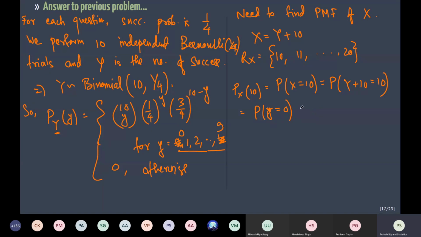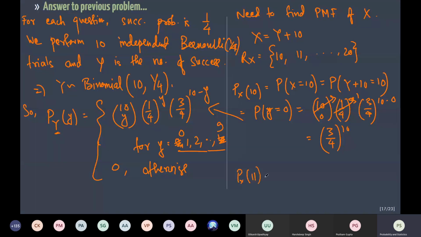And this is something we know. So this is 10 choose 0. We use the formula here: 1 over 4 to the 0, times 3 over 4 to the 10 minus 0. If you compute this, it will be 3 over 4 to the 10, because these other factors boil down to 1.